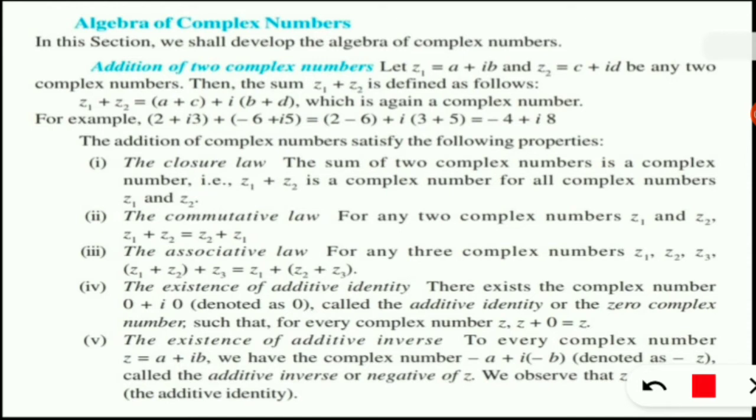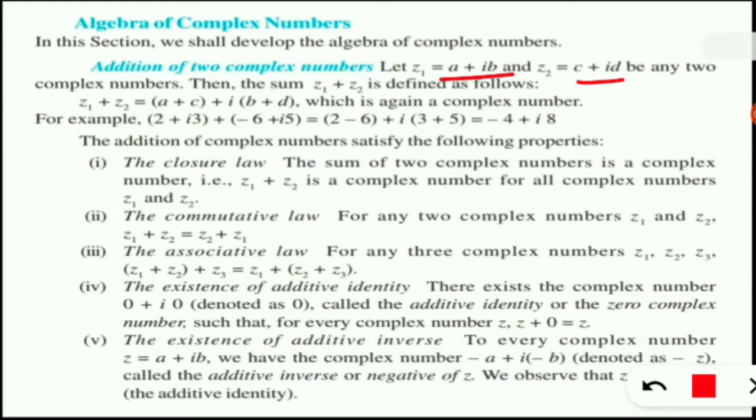So, addition of two complex numbers. Let z1 equals a plus ib and z2 equals c plus id be any two complex numbers. Then the sum z1 plus z2 is defined as follows. So z1 plus z2 equals (a plus c) plus i times (b plus d). Okay, that means the sum of the real parts plus i times the sum of the imaginary parts.